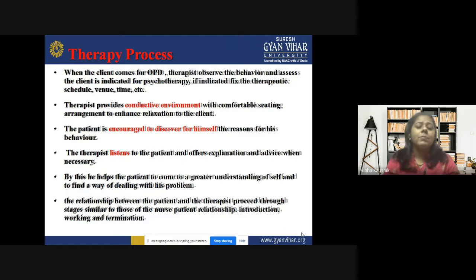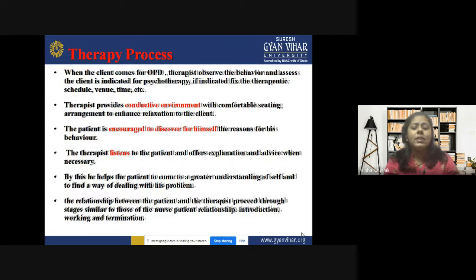Therapists provide a conducive environment with comfortable sitting arrangements to enhance relaxation for the client. The therapy should be done in an environment which is very conducive to the client. The patient is encouraged to discover for himself the reason for his behavior. During the therapy, the therapist will encourage patients to find out themselves why they are behaving in such a way.